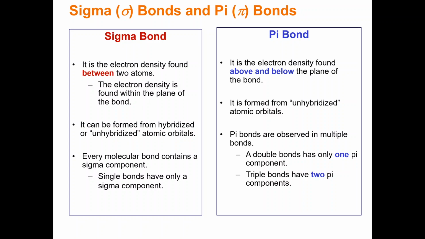Pi bond, okay, so in other words, a sigma bond is in the plane. Now a pi bond is what starts to come up and out, so inward and outward and up and down in the plane. So pi bonds are responsible for your double and your triple bond. A double bond has only one pi component, a triple bond has two pi components.